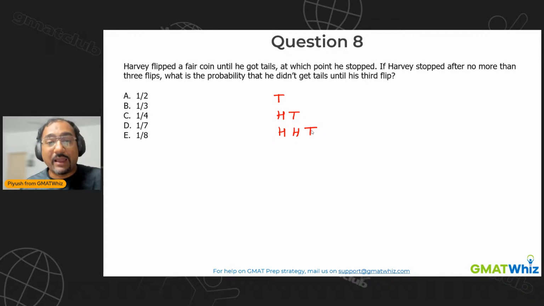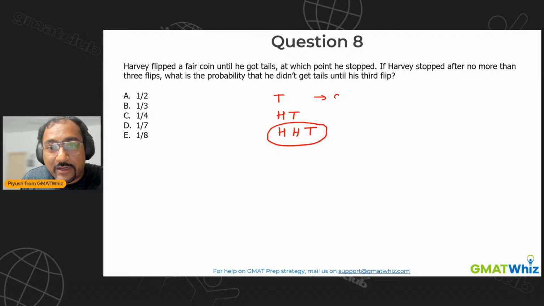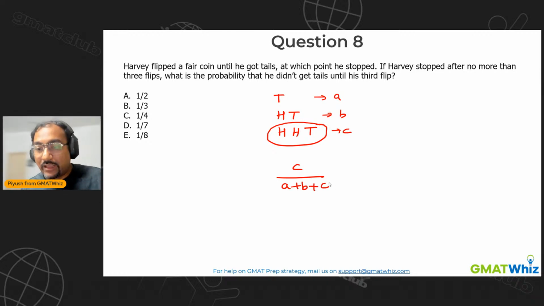Now they're asking what is the probability that he didn't get tails until his third flip. So they're asking the probability for this one. So let's say the probability of this event is A, this is B, and this is C. They are asking the value of C divided by A plus B plus C. Okay, is that clear to all of you? I hope that is clear to all of you guys. That my total sample set is these events. If I assume the probability of each of them is A, B, and C, total probability will be A plus B plus C, and they're asking me for the probability of the third event. So that will be C by A plus B plus C. Okay, if that is clear, let's write down the probabilities of each one of them.